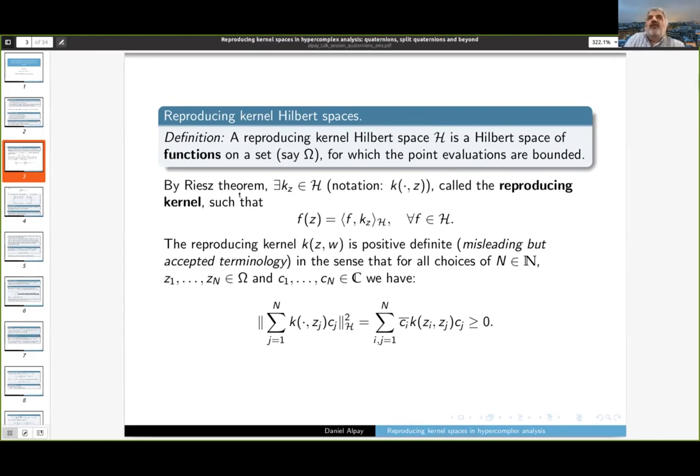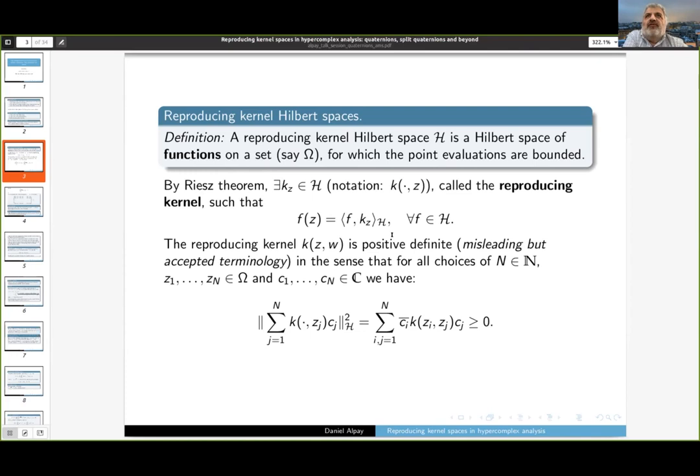And by the Riesz theorem, the point evaluation is represented by an inner product. And so the function K_z is called the reproducing kernel. And that would be true also for reproducing kernel quaternionic spaces, of course. So the first part can be quaternionic or complex. It will not make much difference.